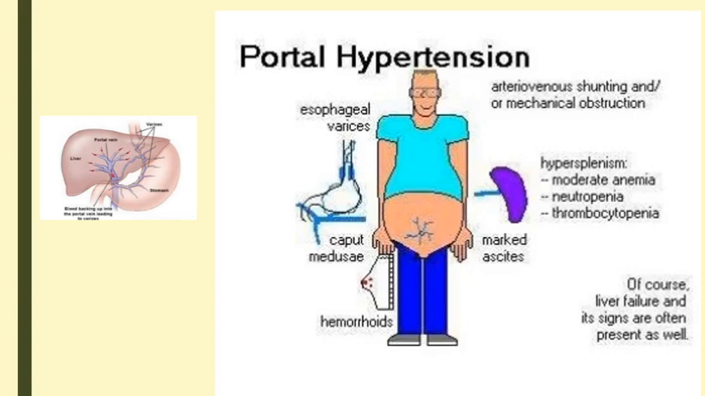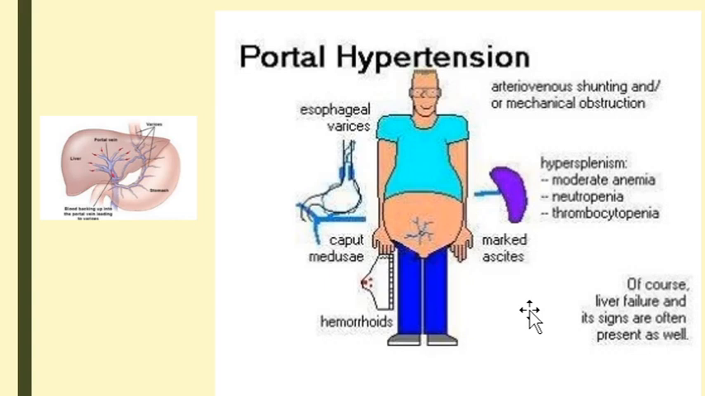We also see caput medusa with our patients. Looking at our image, caput medusa is those blue spider-like veins on the abdomen, and that is due to the collateral circulation. The blood vessels are trying to find a new route. Our patient also has marked ascites, as you'll notice, and it's all because of portal hypertension, that portal vein has so much pressure on it.